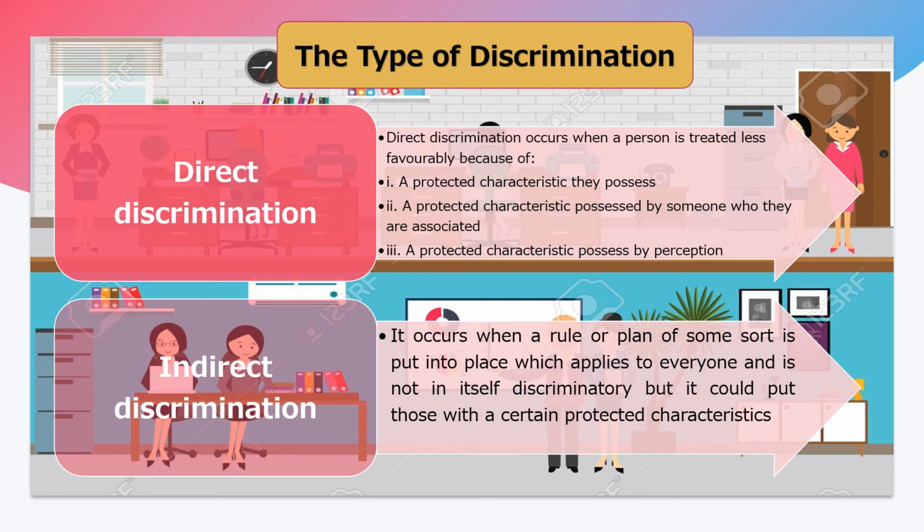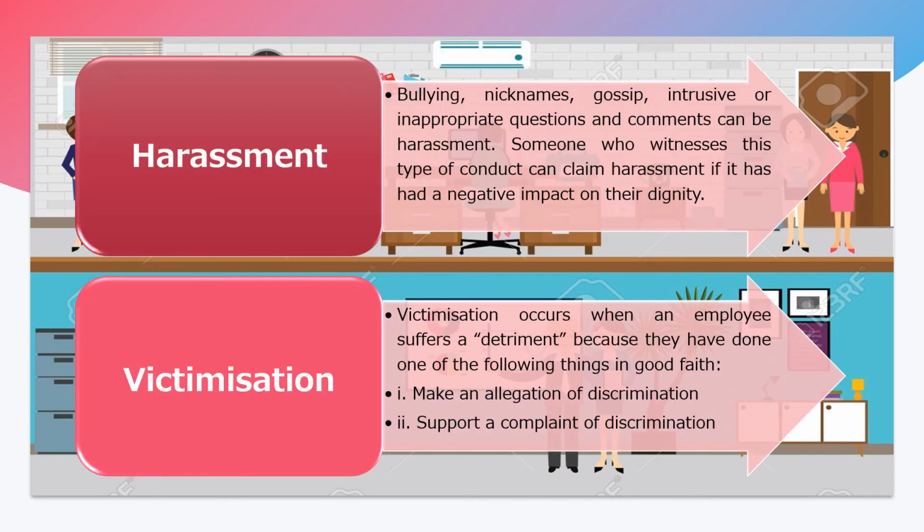Secondly is indirect discrimination. It occurs when a rule or plan of some sort is put into place which applies to everyone and is not in itself discriminatory, but it could put those with a certain protected characteristic at a disadvantage. Third is harassment. Bullying, nicknames, gossip, intrusive or inappropriate questions and comments can be harassment. Someone who witnessed this type of conduct can claim harassment if it has had a negative impact on their dignity.